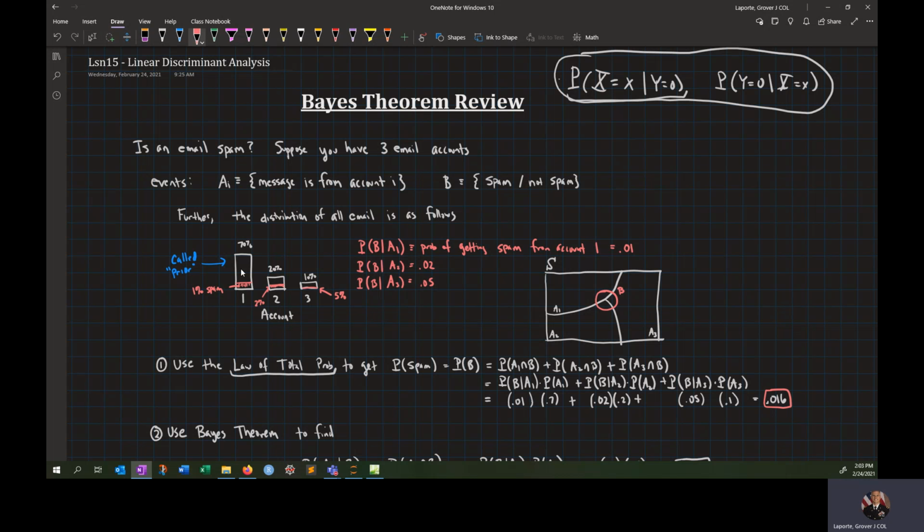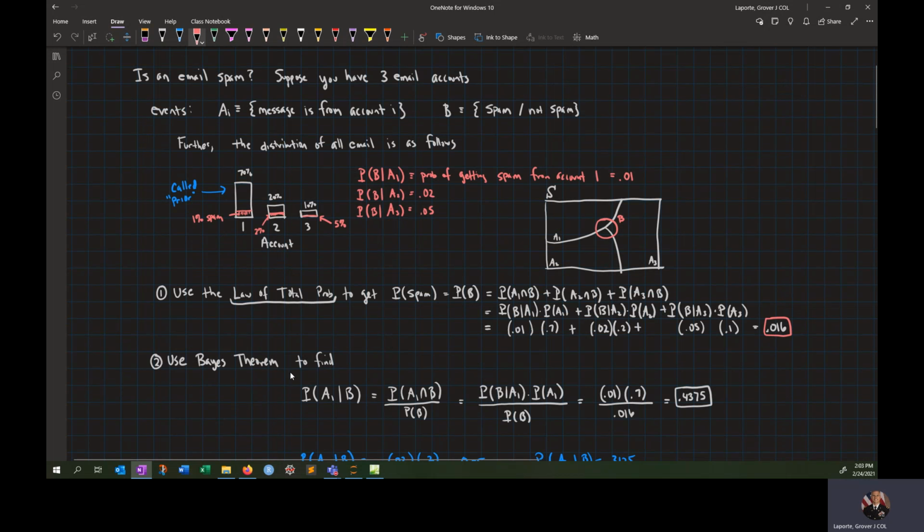Okay, remember what we want to do though. I don't want B given A1. I want A1 given B. So that's the next question: how do we calculate A1 given B? How do we flip it? Well, you find that you have the same intersection, this A1 intersect B. So what we're talking about is this, divided by the total probability of B.